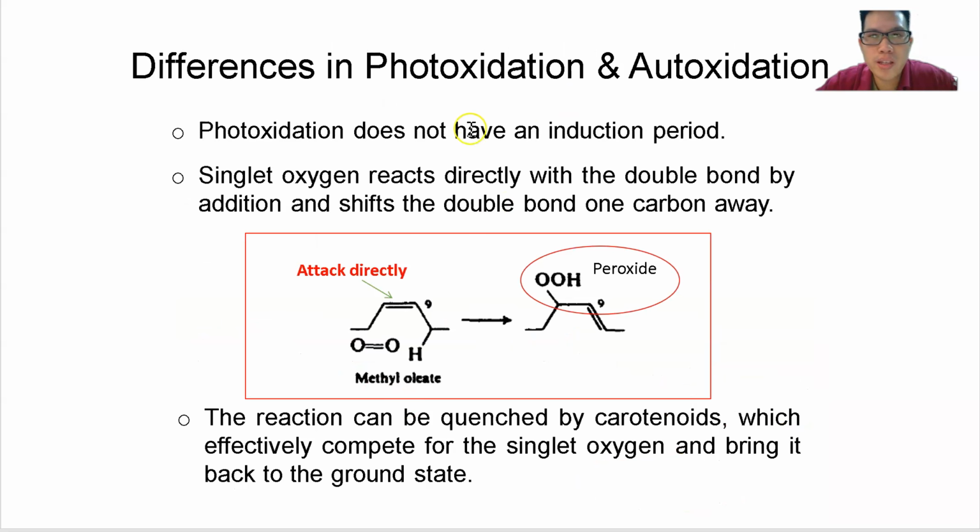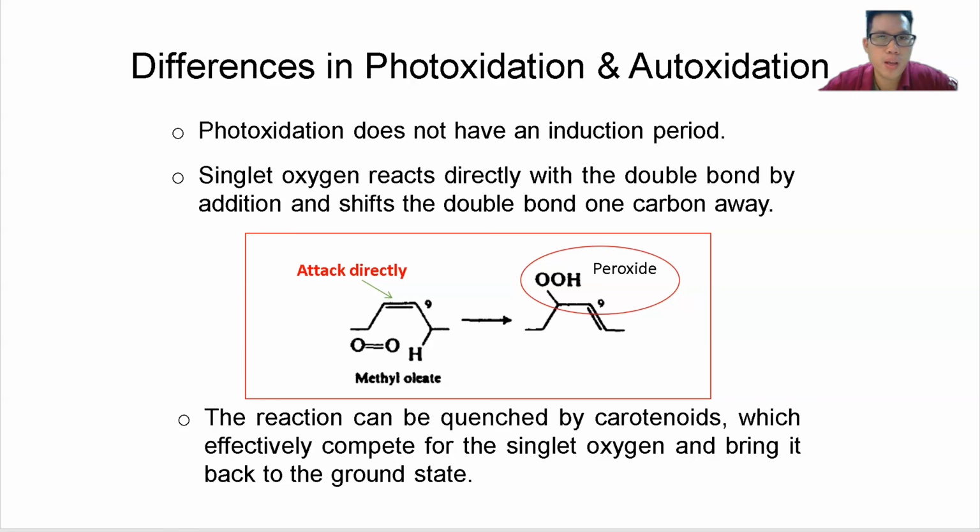Again, it doesn't have an induction period. Again, it will attack the double bond. The difference between photooxidation and auto-oxidation is that singlet oxygen will directly attack the double bonds. And the only way to quench it is through using antioxidants, like carotenoids and so forth. All these are natural antioxidants, like vitamin E and so forth.